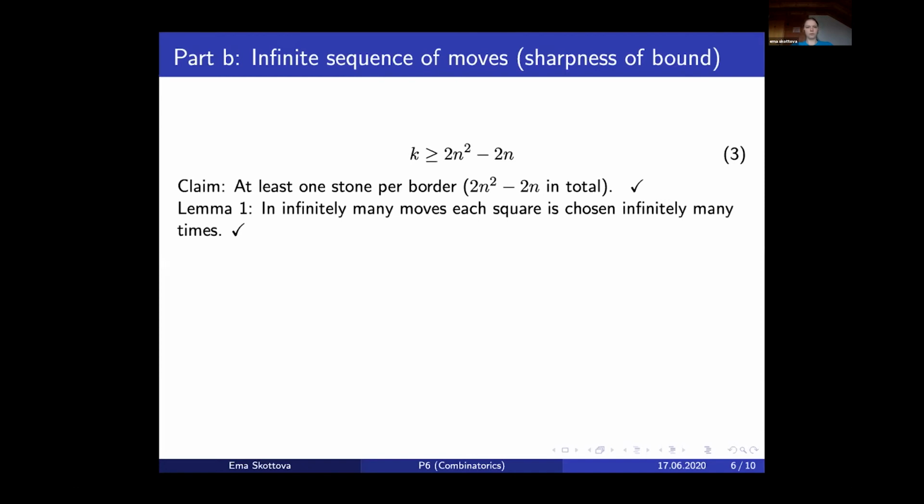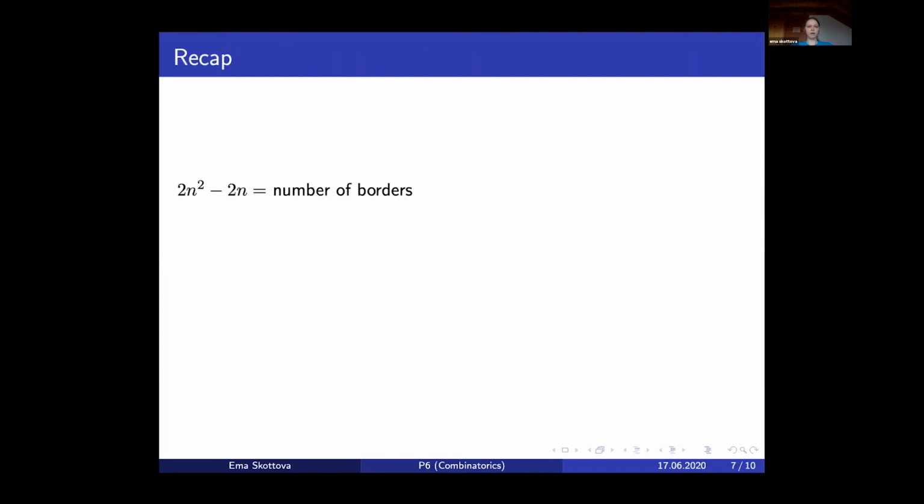So now we'll just quickly recap. 2n squared minus 2n is the number of borders that we have. 3n squared minus 4n, that was the number of neighbors of all the squares in total, minus the number of squares, so that we can give each square the number of neighbors that it has of stones, and then minus 1 for each square.